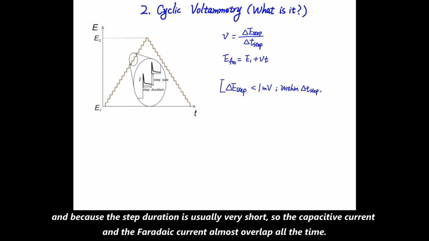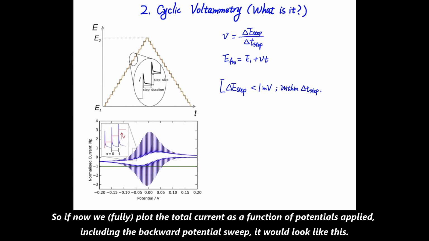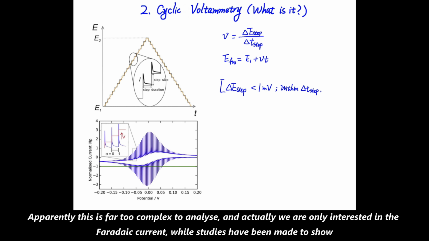Because the step duration is usually very short, the capacitive current and the Faraday current almost overlap all the time. So if now we plot the total current as a function of potentials applied, including the backward potential sweep, it will look like this. And apparently this is far too complex to analyze, and actually we are only interested in the Faraday current.